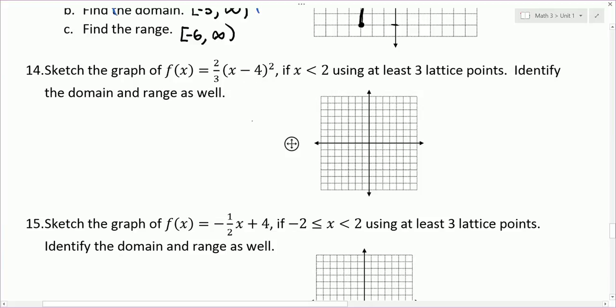We know the parent graph has a vertex or y-intercept at 0, 0. This has been translated to the right 4 units. So from 0, 0, I'm going to move right 1, 2, 3, 4. And so we're represented at 4. I'm going to move to the right one more. I'm going to plug in x equals 5 to get a second point. We want at least 3.